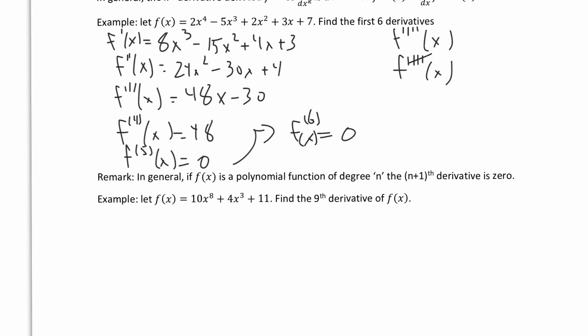So what if someone gave you f(x) = 10x^8 + 4x^3 + 11? If you had to find the 9th derivative, I mean, you could just do the derivative 9 times, but using this little remark, we know that it's just going to disappear. And so the 9th derivative is going to be equal to just 0. It doesn't work for other functions, but for polynomials, sometimes they disappear, which is kind of neat.